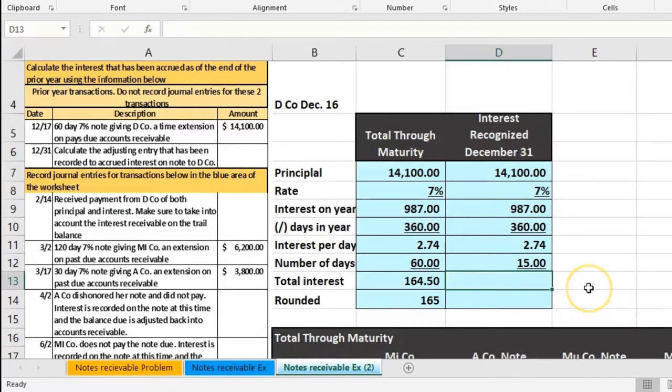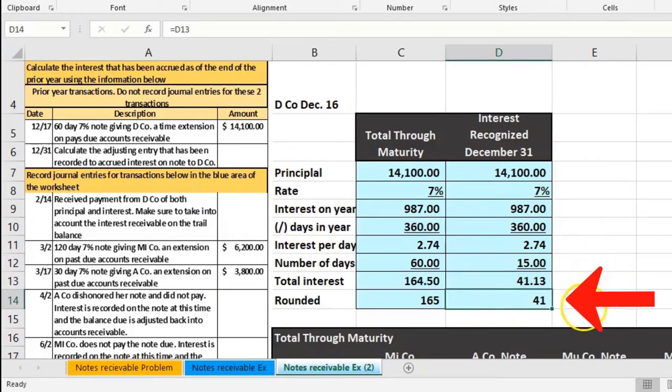Okay, then we're going to multiply this out. This equals the 274 times this 15 days. And then I'm going to round it, just by putting that same cell down here, which is already formatted for us in order to take off the 13 cents, or equals that 41.13. So $41 about is the interest.